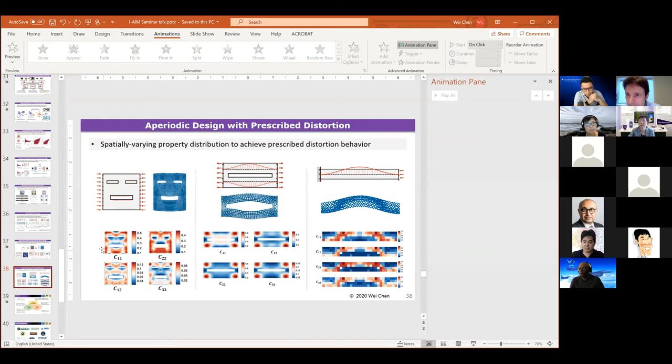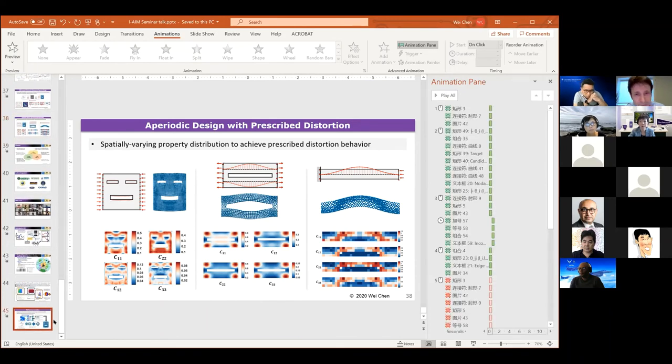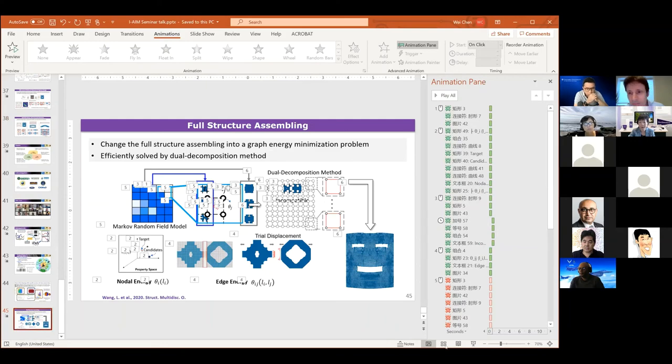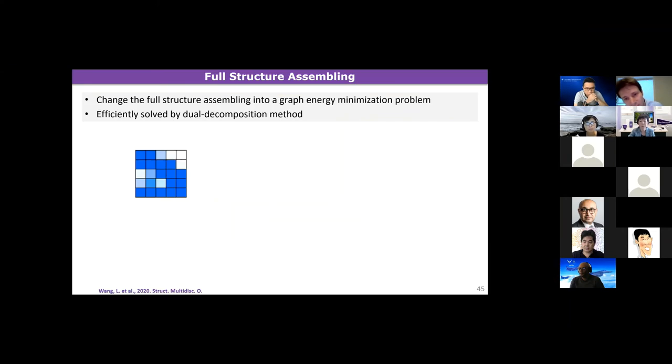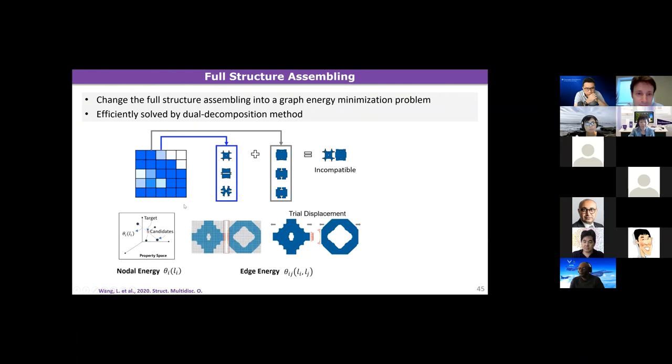I see there's another question about this multi-scale design. The question is about aperiodic design: you start with a building block, but how do you achieve the aperiodicity? The aperiodicity is accomplished by identifying the desired property at the different locations. Once we know the desired property, we can go back to our database and find, I actually have another backup slide here that I skipped, that shows we can search for what in the database matches the property.